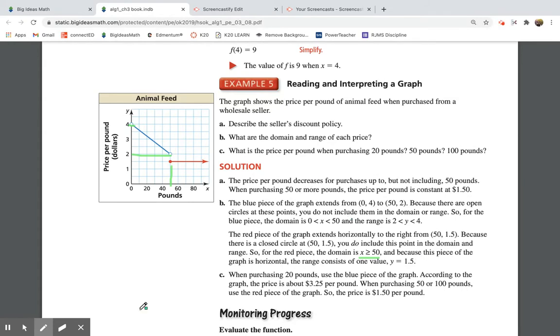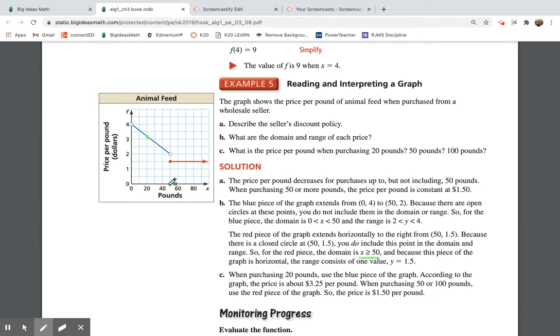Then on C, it asks us, what is the price per pound when purchasing 20 pounds? So you're just looking at the graph. It's going to be hard sometimes to get an exact answer. It said 20 pounds. So if I go up and look, it's kind of like right there. They said it's about $3.25 per pound. To be honest, I probably would have said $3.50 per pound. It's kind of hard to tell. So both of those would have been a correct answer.